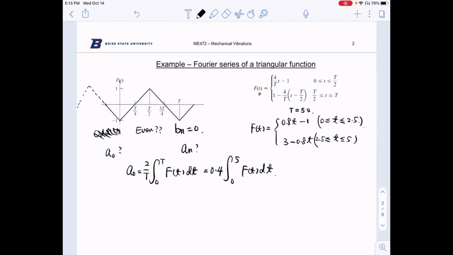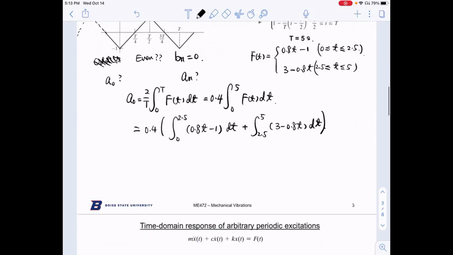Because your f(t) is a piecewise function, that's why you have to do your integration piece by piece. So let's expand it. The first part is from 0 to 2.5 seconds. In this case, your f(t) is 0.8t minus 1 dt. The second part is from 2.5 to 5 seconds, 3 minus 0.8t dt. And then this entire thing is multiplied by 0.4.